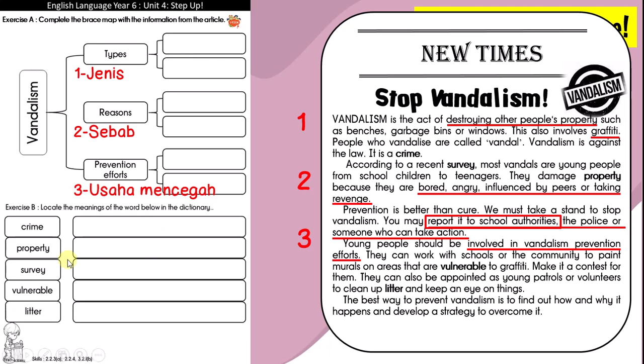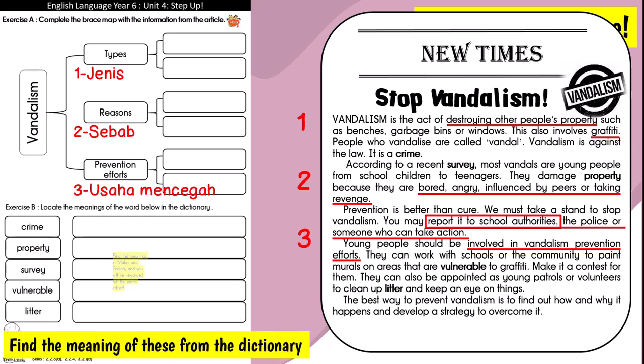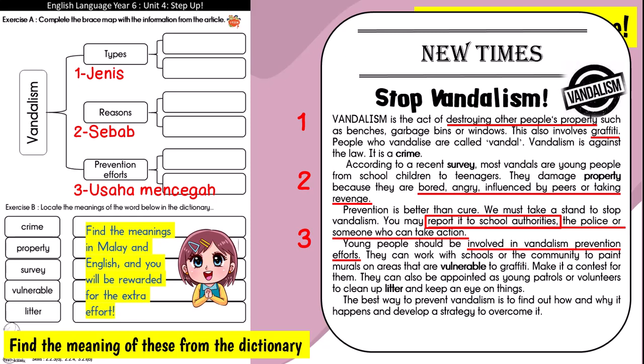Okay, and for the second part, exercise B, locate the meanings of the words below in the dictionary. There are 6 words here. Try to find the answers using your dictionary, or you can also try to Google the meaning. For this exercise, you can find the meanings in Malay and also in English. And I would like to tell you here, if you find the meanings in Malay and English, you will be rewarded for the extra effort.